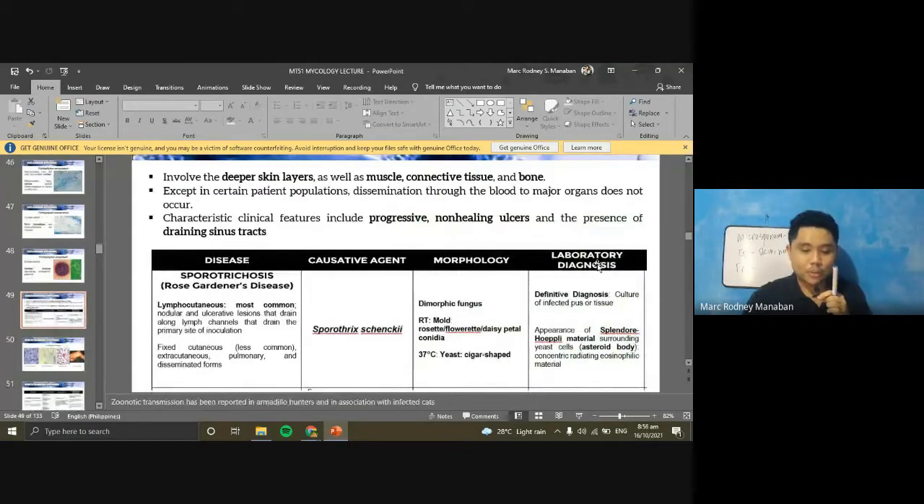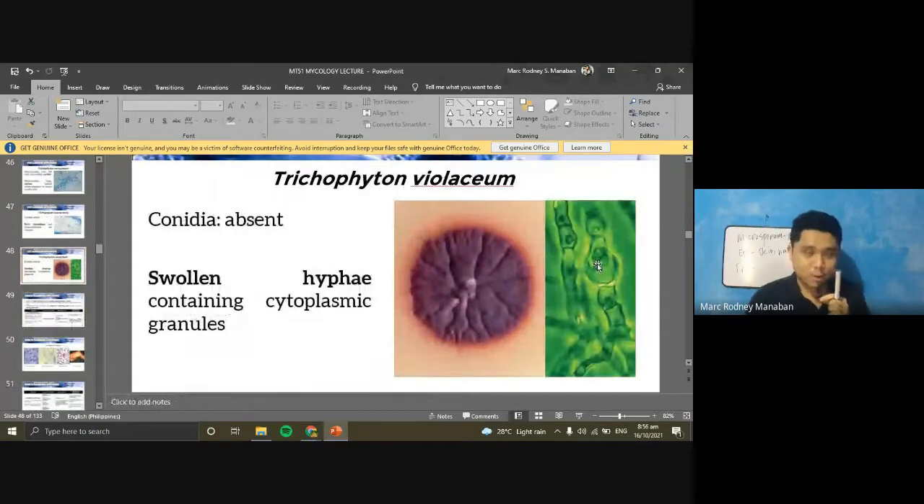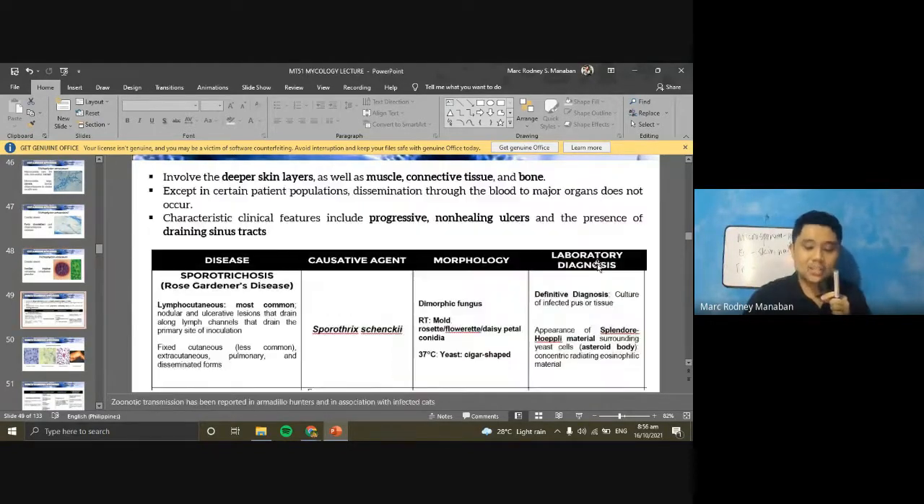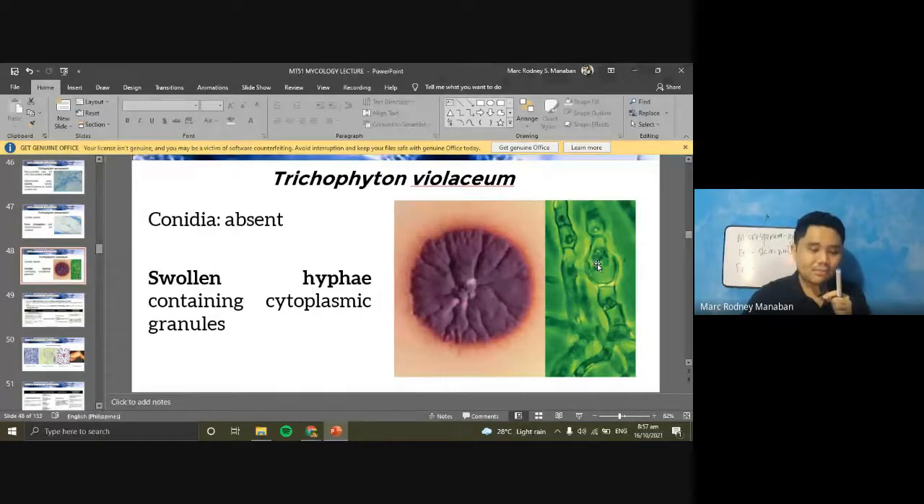And that's all for your cutaneous mycoses. Again, atong i-focus are the dermatophytes. All right? Any questions, dears, before we proceed to the next, the subcutaneous? Atong throat, charot. Any questions?